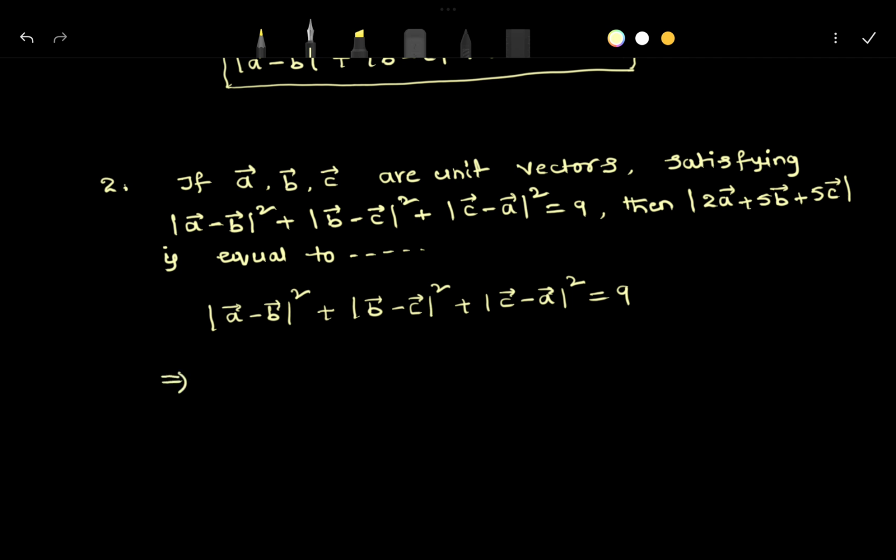This value can be written as 6 minus 2 into sigma a bar dot b bar, okay, is equal to 9. From this one we can write that this value will be 2 into sigma a bar dot b bar. So what is this value? That is equal to minus 3. So I hope everyone is clear on this one.